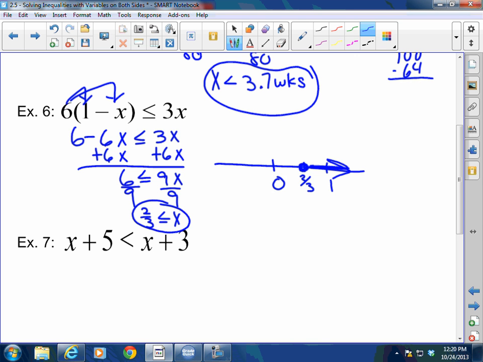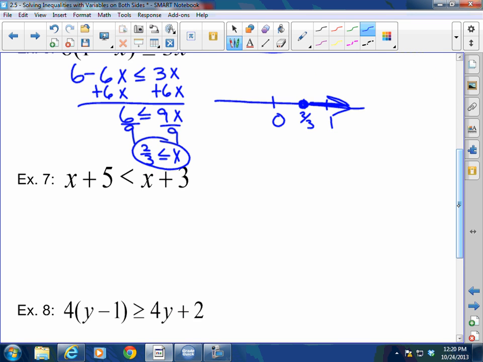Okay? Now, see what happens for example 7. I got x plus 5 is less than x plus 3. Well, I got to combine the variables, correct? Get the variables together on one side. So I'm going to subtract x to both sides, and I'm going to have 5 is less than 3.